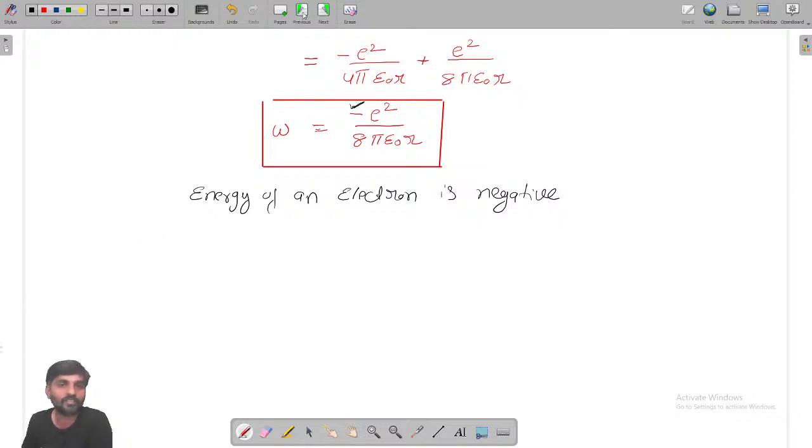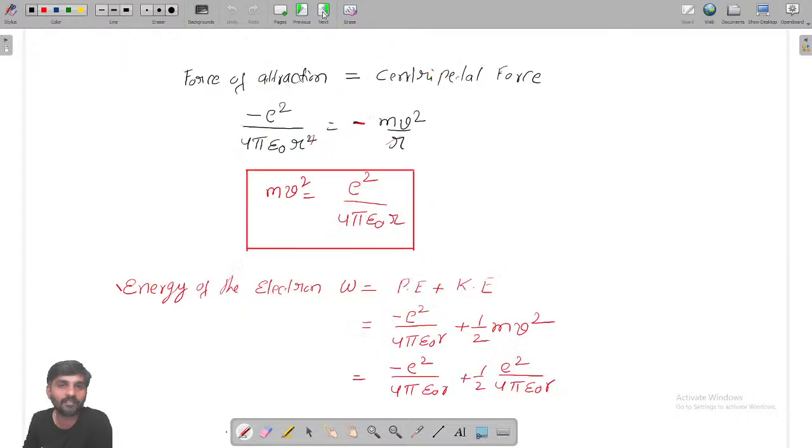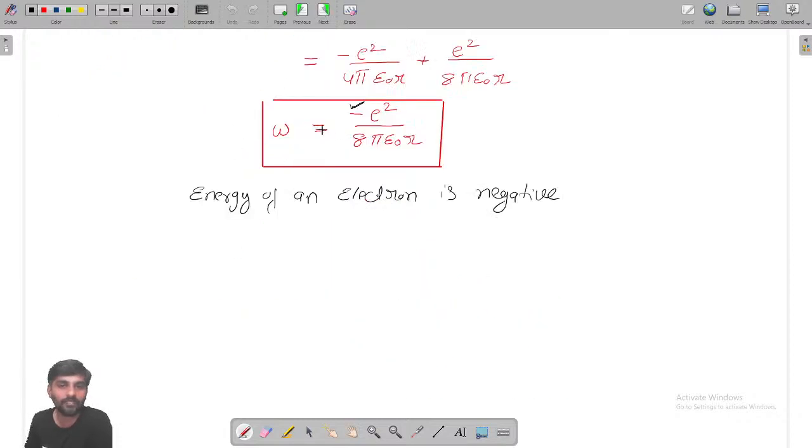Okay. So what is it saying, sir? If the electron is trying to come close to the nucleus, it loses its energy. From this, the energy of the electron is negative. So what does it mean, sir? As it is trying to come closer, the energy decreases, and as the electron moves away from the nucleus, the energy of the electron increases. Okay. So this is what we have to discuss.